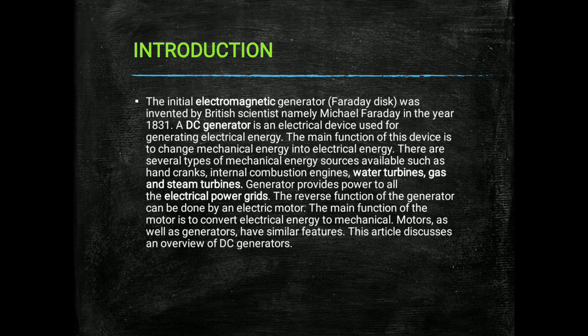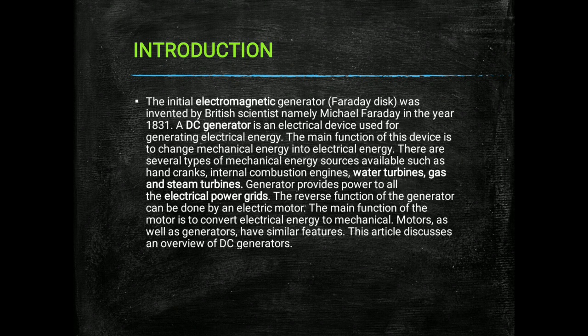The main function of a generator is to convert mechanical energy into electrical energy, and the mechanical force is fed to the shaft of the generator with the help of a prime mover. A prime mover is not a machine. A prime mover is a mechanism.